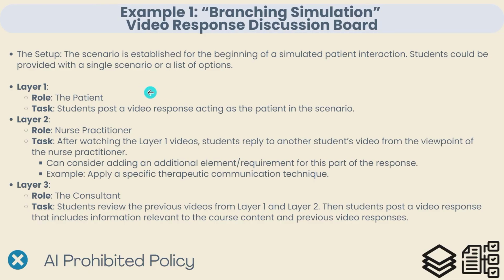The first layer, with no AI use for this, the students are going to post a video response where they're acting as a patient in the scenario. In the setup above, I chose to say you could either give the students the scenario you want or provide them with a list of options. I always go for the list of options because I think it makes it more interesting for me, as well as for the students, because when they're interacting with their peers and watching the video responses, maybe they choose a peer to respond to that chose a different situation. But you can be as explicit as you like.